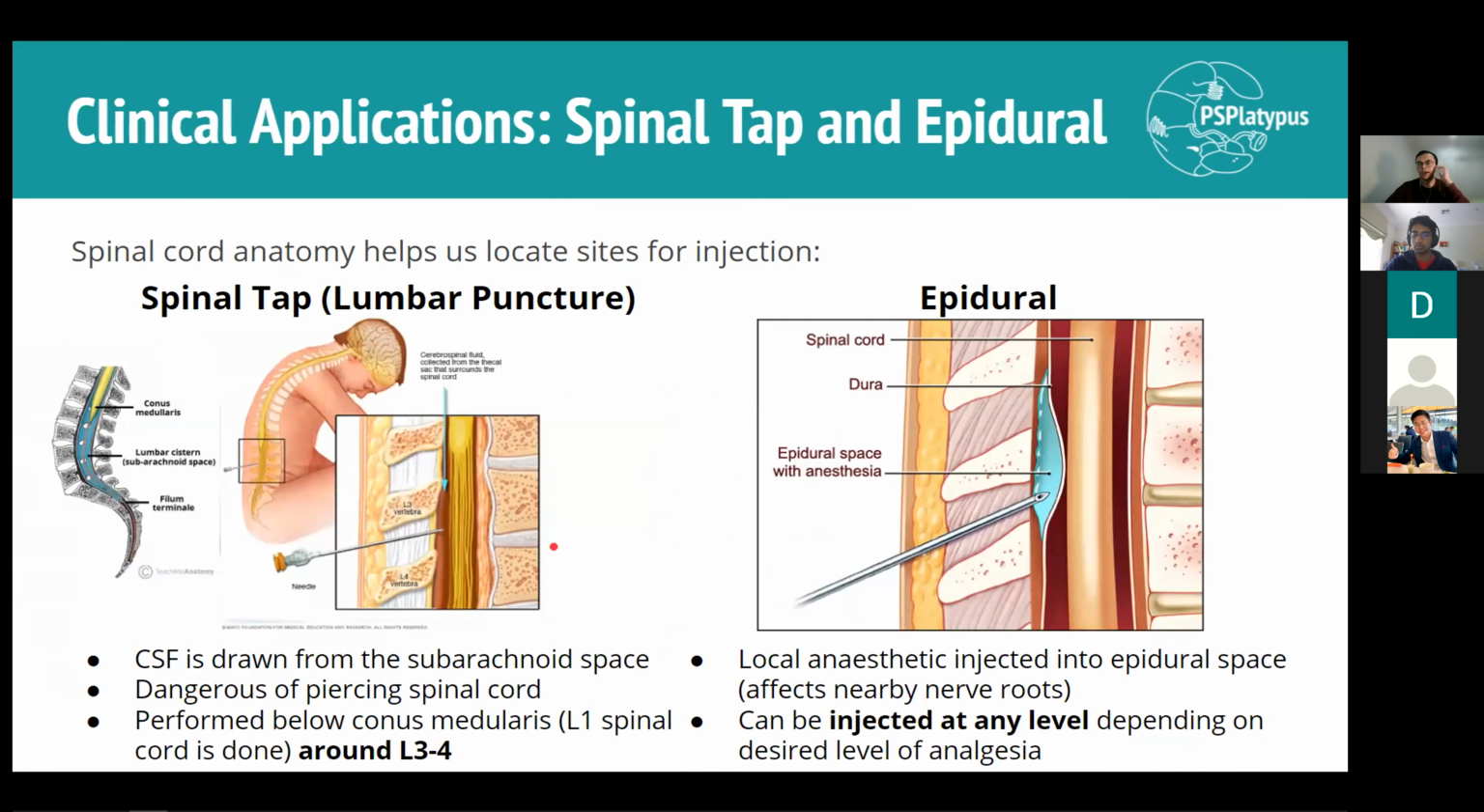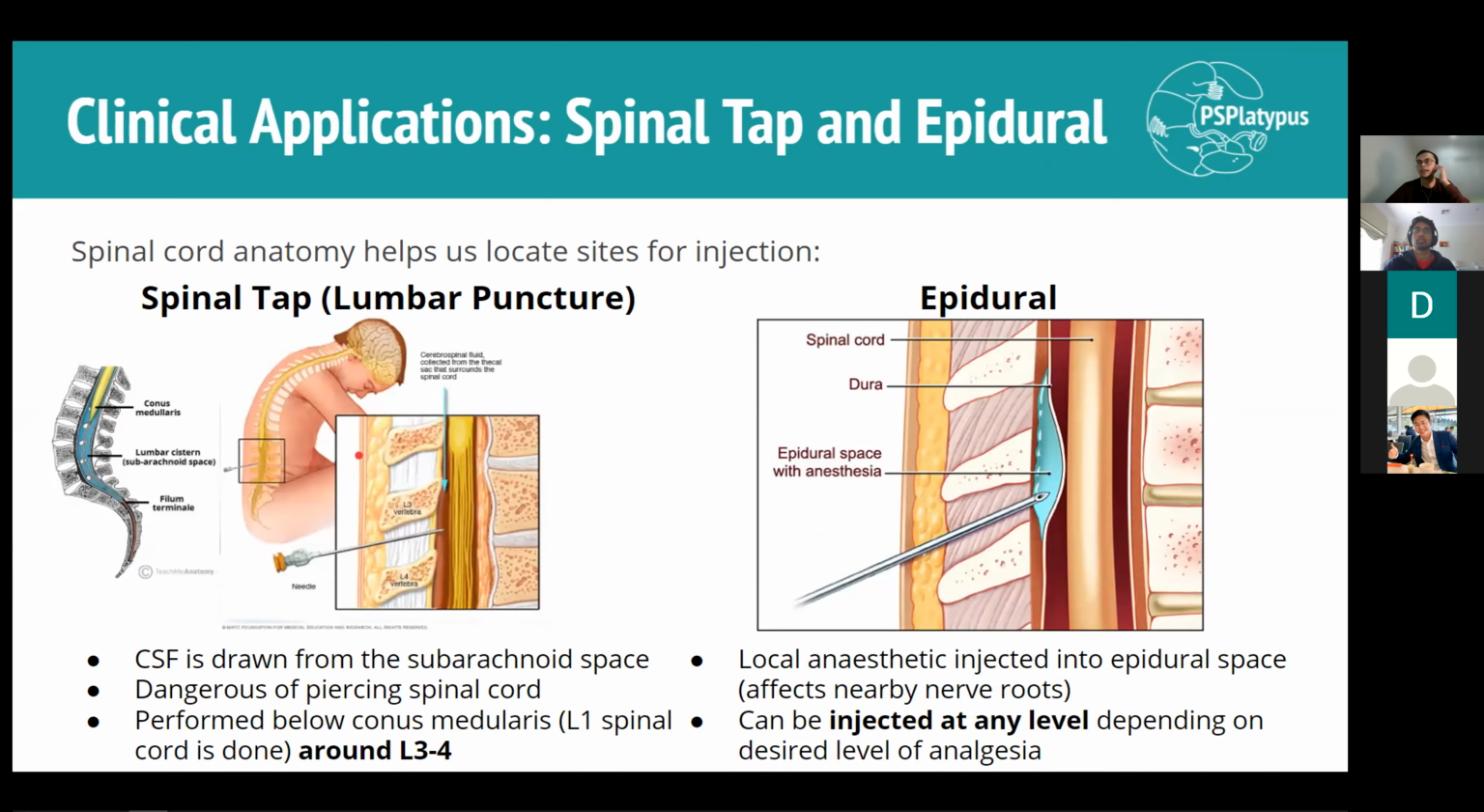And now clinical applications. The very last bit for back anatomy: spinal cord anatomy is important to understand because it's used to locate sites for injection or even for removing substances from the spine. The first idea is the spinal tap procedure, which is also called the lumbar puncture, which I like better because it tells you where it's happening. It happens in the lumbar region, your lower back, right?